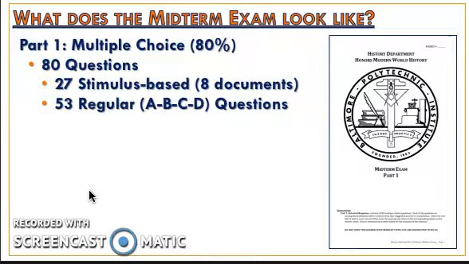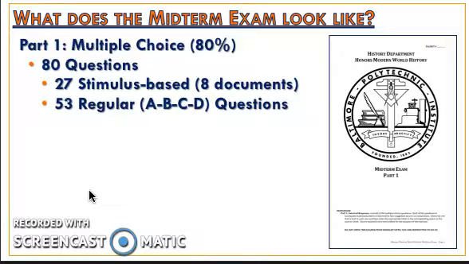I am shocked that we're already at the point of reviewing for midterms, and I want to be very upfront about what that midterm exam looks like. You don't necessarily need to take notes on this PowerPoint because you have this information in your packets, but please pay attention to it. Also pay attention to any announcements being made at school about the midterm schedule, because you honestly never know what is going to change.